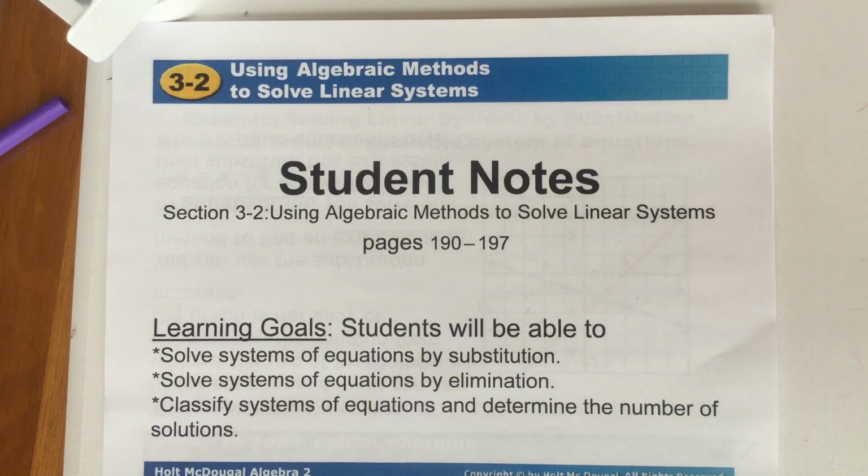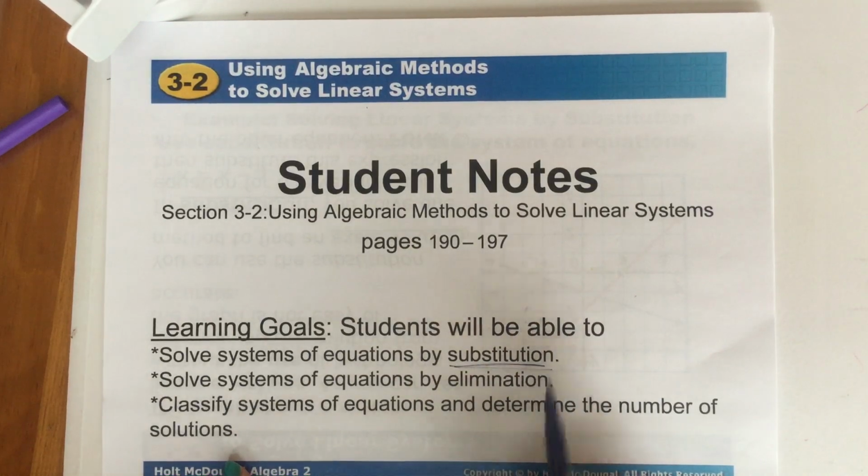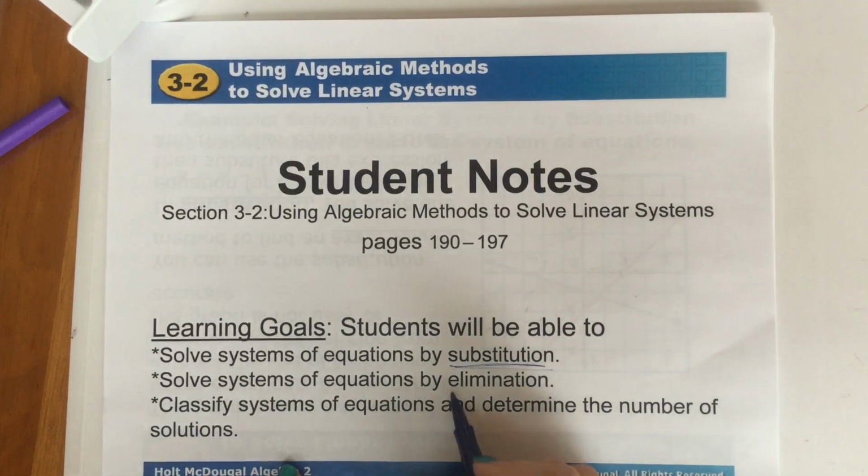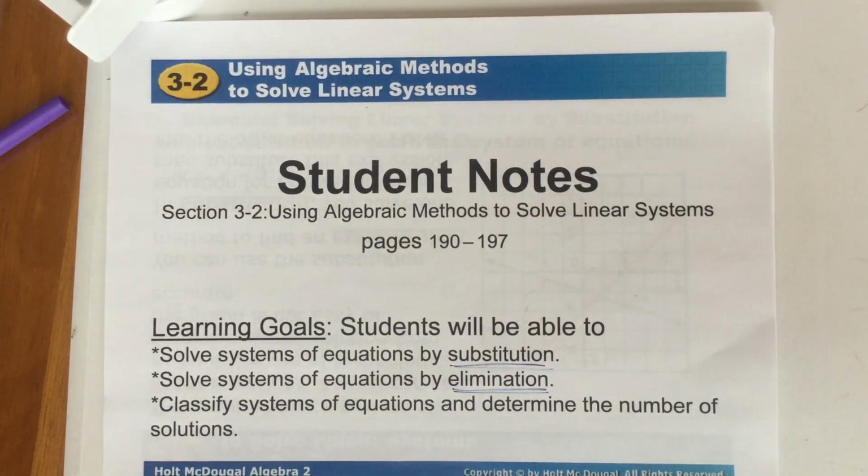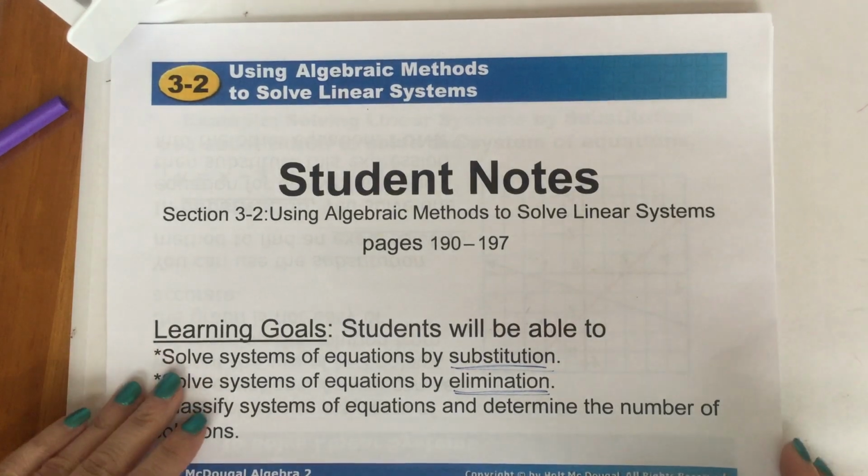Now in 3.1, what we did was solve those systems by graphing. And sometimes it wasn't necessarily the most accurate thing to try to find the location where those two lines crossed. So there is a more accurate way of finding our solutions. Those methods are called the method of substitution and the method of elimination. So we are going to go ahead and get right to it.